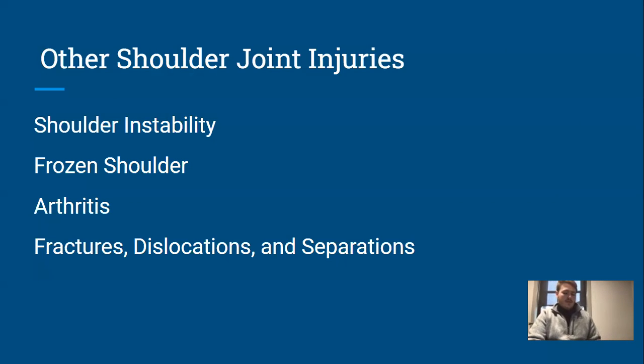And then next is arthritis. Arthritis is the inflammation of one or more of your joints. It causes pain and stiffness. There's nothing you can really do to cure arthritis. You can only manage the pain by staying active and taking over-the-counter medications.